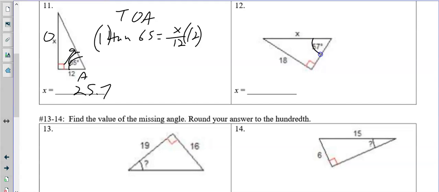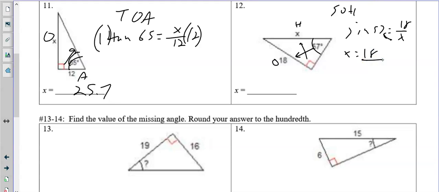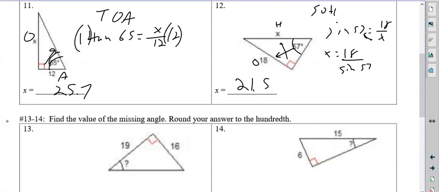12. Find my angle. Opposite, hypotenuse, sine. Step by step. Sine of 57 equals opposite over hypotenuse. Again, the old switcheroo. x is equal to 18 divided by sine of 57. Type in the calculator and round, 21.5.